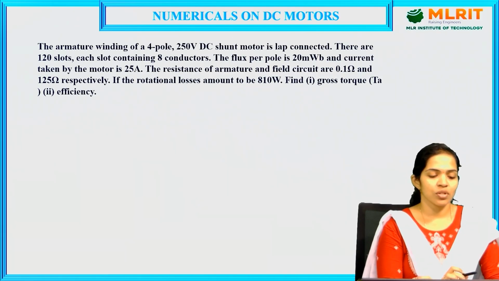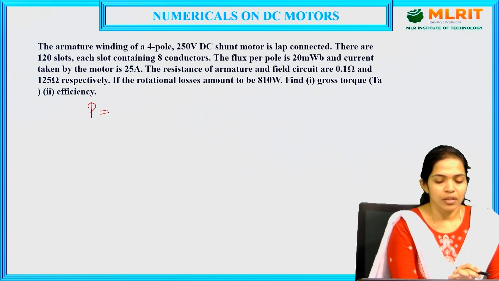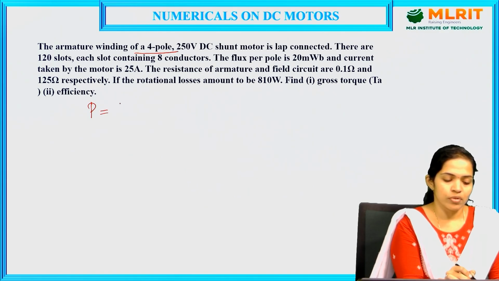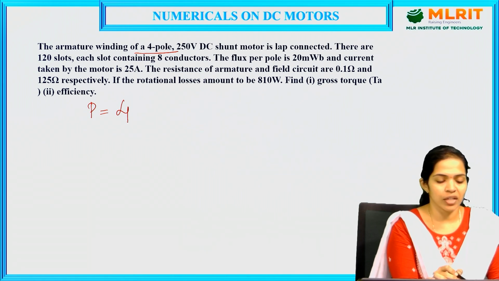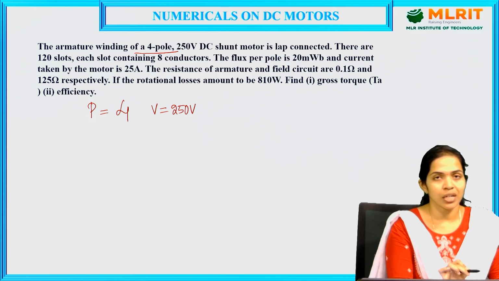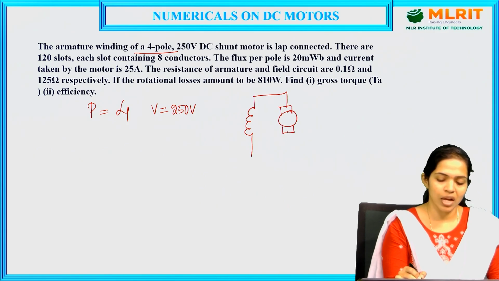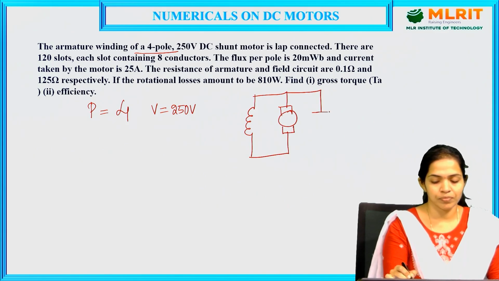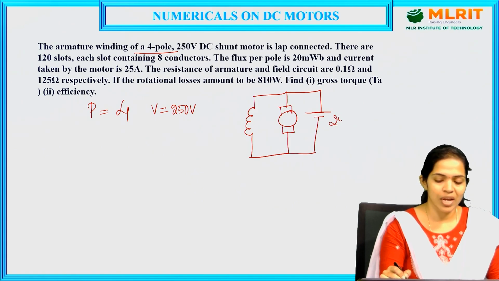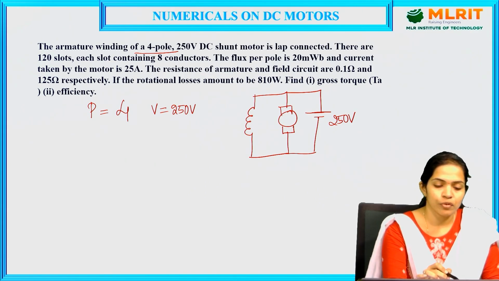Moving on to the next numerical. An armature winding of 4 poles. Number of poles are 4 here and voltage is 250 volts. Shunt motor. So for the shunt motor, let us draw the circuit. We know that the field winding is in parallel to the armature winding in a shunt motor, which is supplied by a DC source. This DC source value is 250 volts. Number of poles are 4 and it is lap connected.